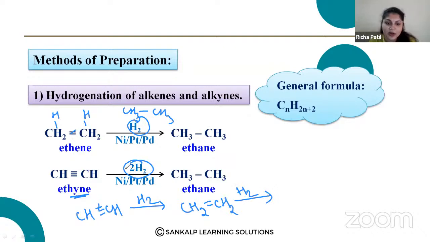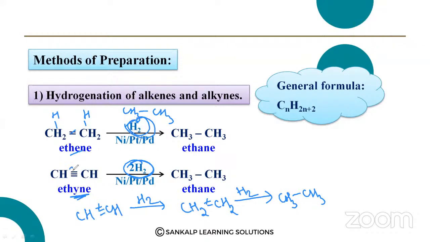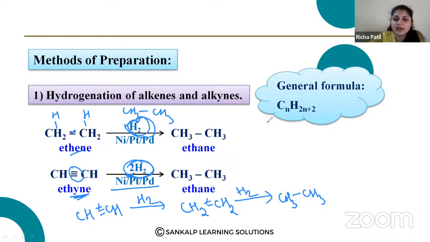Here you have taken how many moles? 2 moles of H2. So one more mole of H2 breaks this bond, and what you get is CH3, CH3. So when you want to prepare your alkanes from ethene, you require only 1 mole of H2. If you are preparing your alkane from ethyne, that is from a triple bond, you require 2 moles of H2, in the presence of either nickel, platinum or palladium. So this is the first method of preparation.